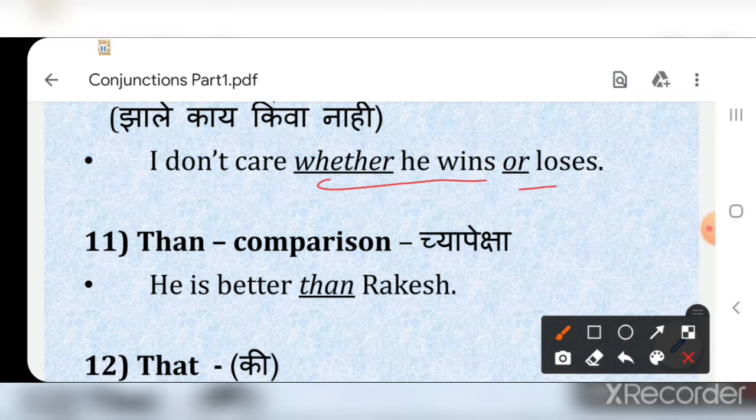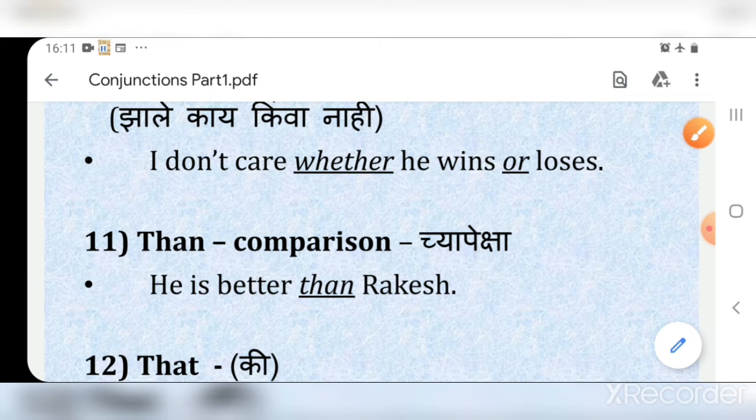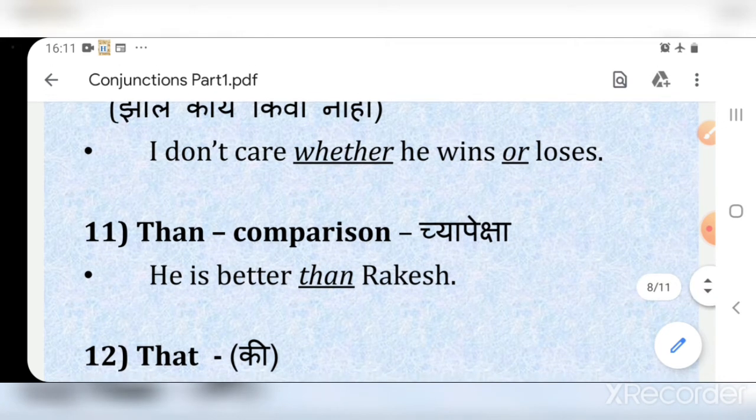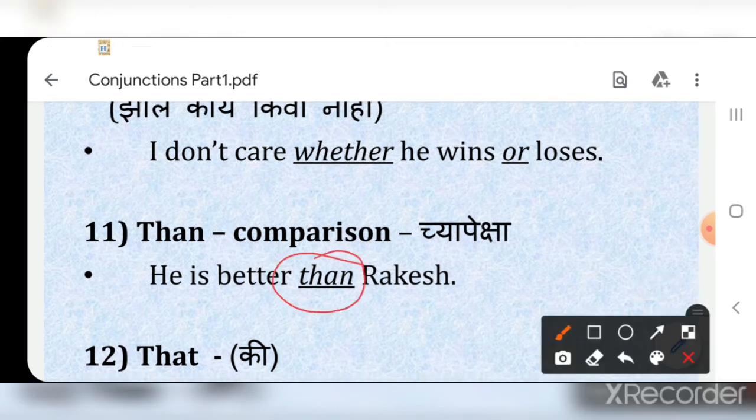Now next one is than. It is used for comparison. In the degree of adjective we have learned this. That is a conjunction only. Okay, he is better than Rakesh. Why is it conjunction? Because he is good, Rakesh is better. Okay, but when we want to compare between both of them, we use this word to connect these two sentences. So this is the conjunction. He is better than Rakesh.